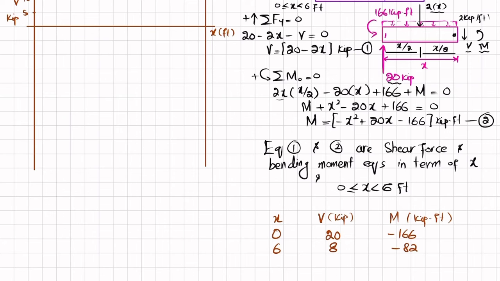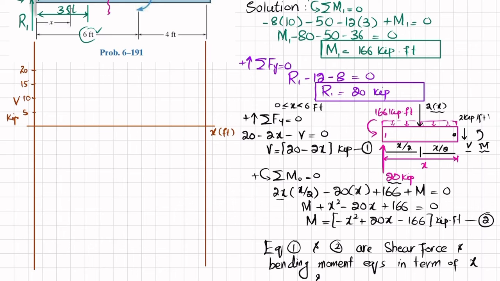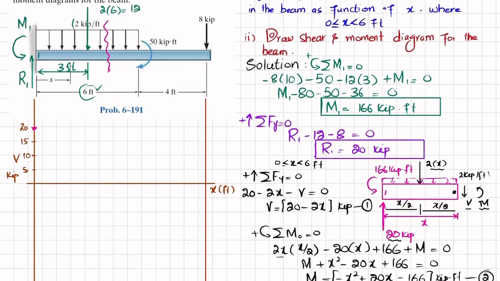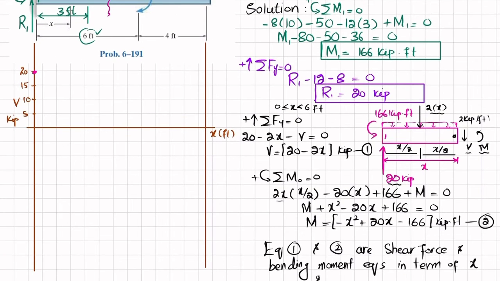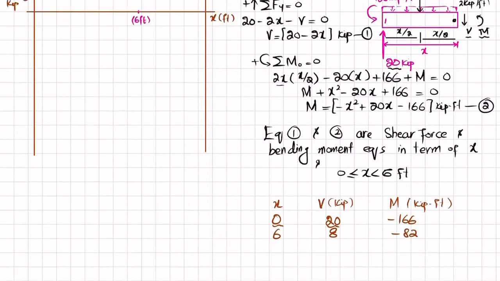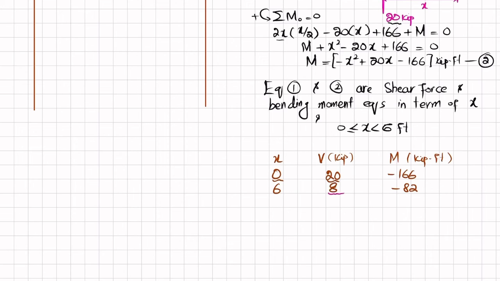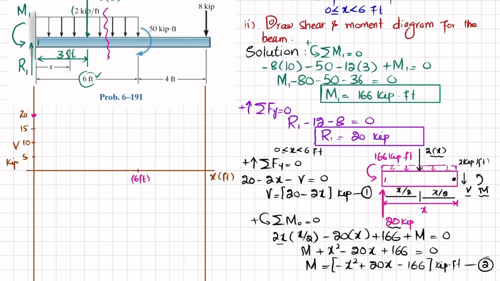Okay. So for x is equal to 0, we have V is equal to 20. So for x is equal to 0, our first point is this one. Clear? And for x is equal to 6 feet, so this is 6 feet length, we have shear force is plus 8. So we will locate plus 8 somewhere here. Let me choose the point. This will be plus 8.